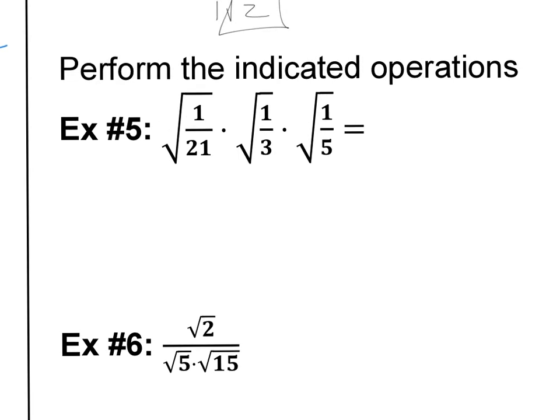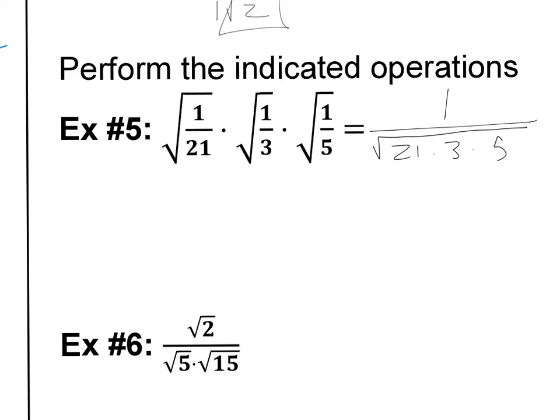Alright. For this one, first of all, we know that we have a square root of 1 on top. So we could easily separate this into two things. The square root of 1 we know is 1, and 1 times 1 times 1 is just 1. So I'm just going to go ahead and put a 1 on top. And then on bottom, we can actually make this one big square root of 21 times 3 times 5. We're allowed to do that.